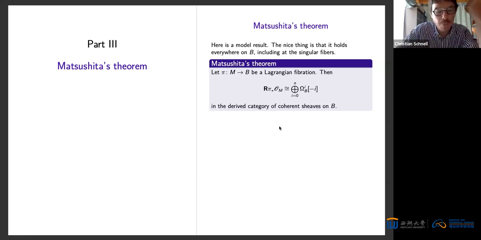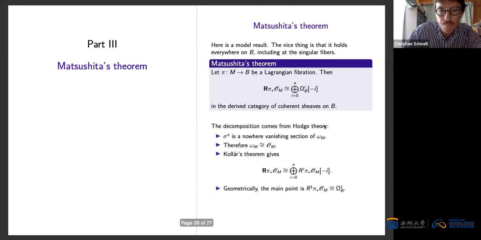Okay, and so this is a prototype for the result that I want because it's very uniform on B. It doesn't single out the special points where the fibers are singular or anything. It's just a statement that works on all of B. And I will say a little bit about what's behind the proof here. I won't give the proof exactly, but I'll try to give the principle.